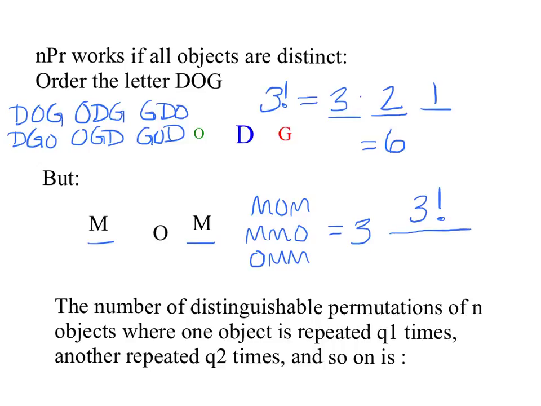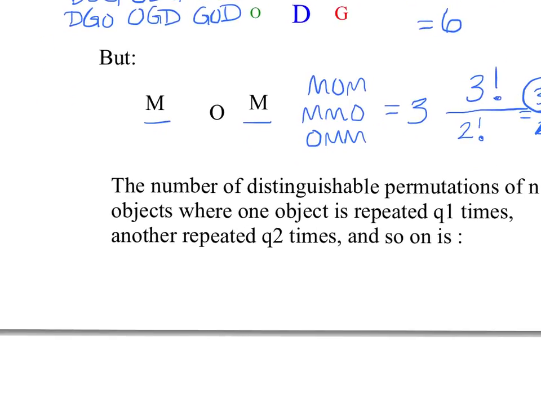But what I'm going to do is divide by the number of times my indistinct thing happens. For example, M happens 2 times. So I'm going to divide by 2 factorial. So if I look at this, this is 3 times 2 times 1, and on bottom I have 2 times 1. Cancel out the 2 and the 1, I am left with 3. So how many ways can I order the letters MOM? I can order them 3 ways. Okay, so let's continue to the next page and look at some more examples.